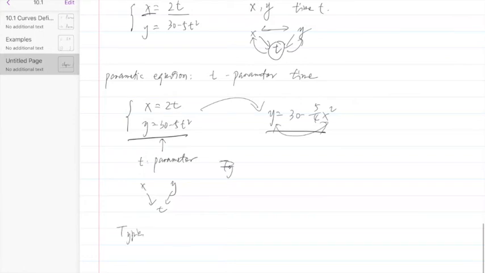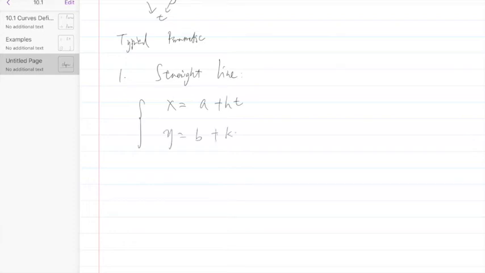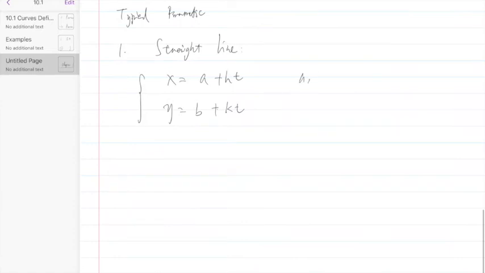Now, what's left? Well, we want to show some typical parametric equations. There are a lot of parametric equations, but you are required to at least understand 2 types of them. The first type is going to be a straight line. It's very easy to understand. The formula is given by x equals a plus ht and y equals b plus kt. Here, a, b, h, k are real numbers.